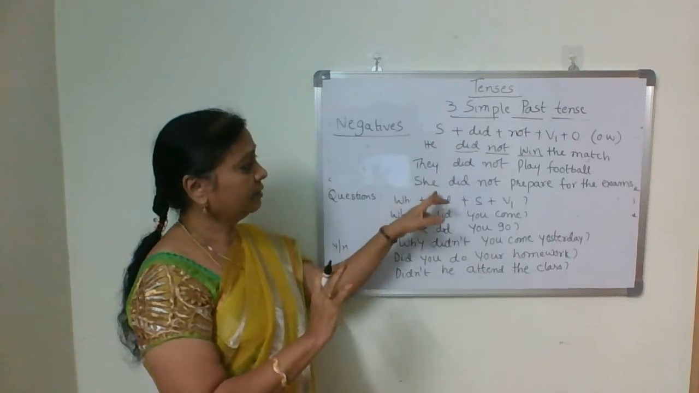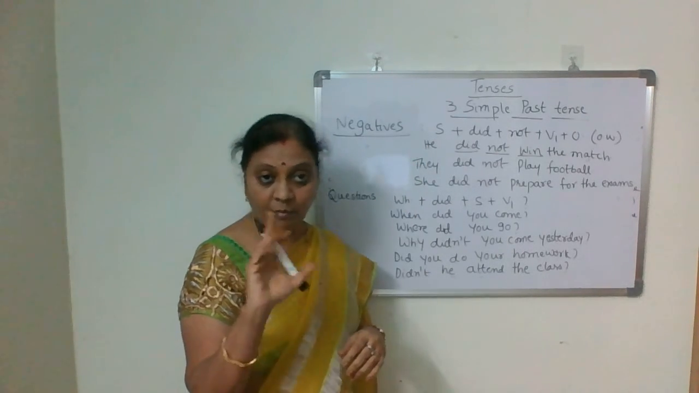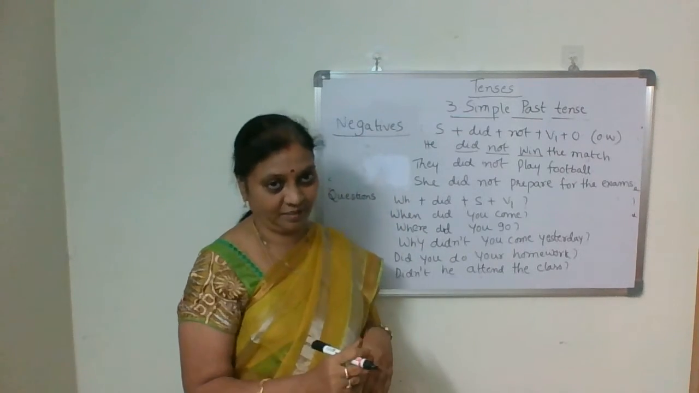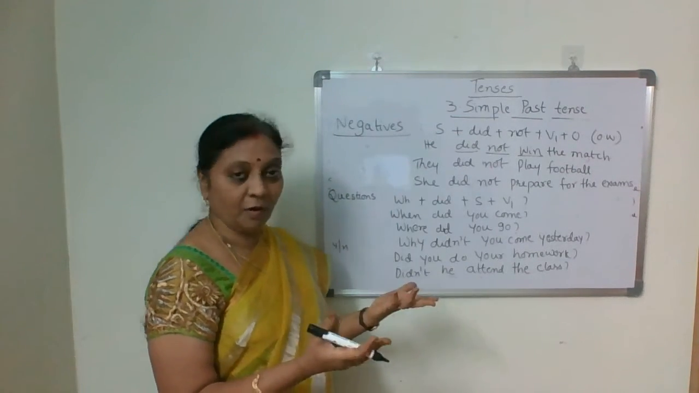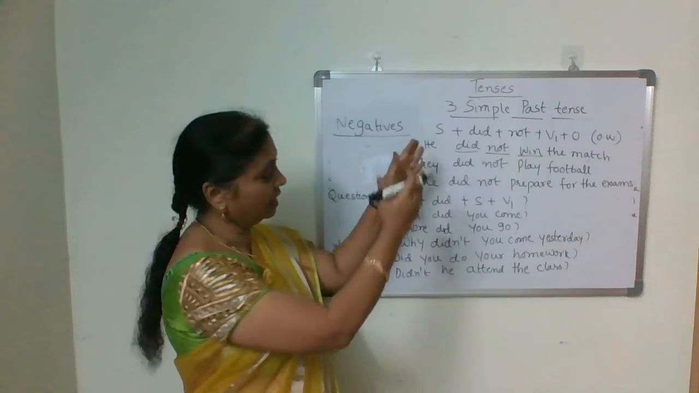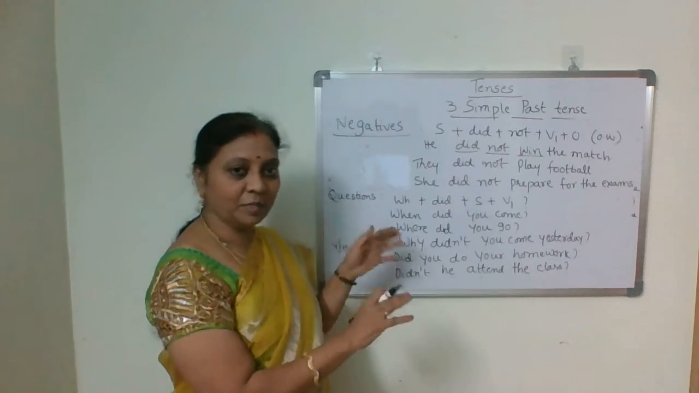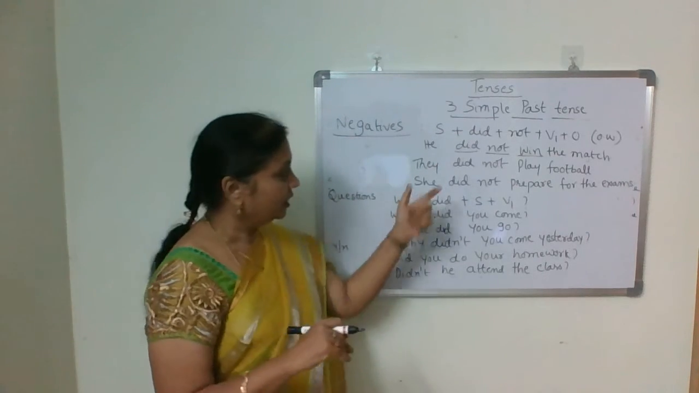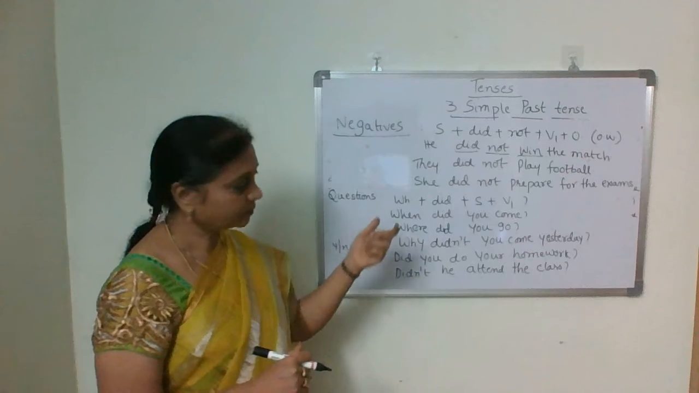But whatever subject is there, there is only one form, did. Unlike in simple present, where two are there, do and does, isn't it? But here in the past form, we don't have any other, only one word, did. Whatever the subject may be, you have only one form, that is did. Okay? Then coming to questions.